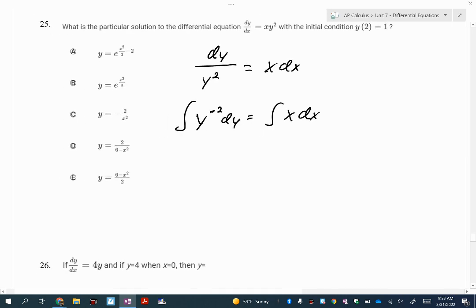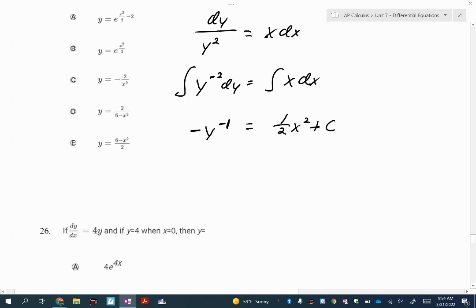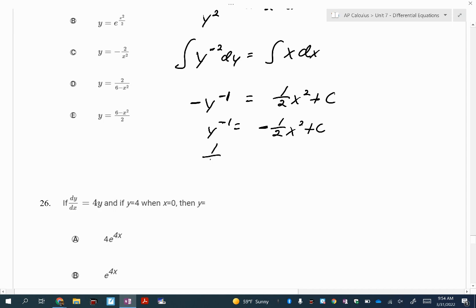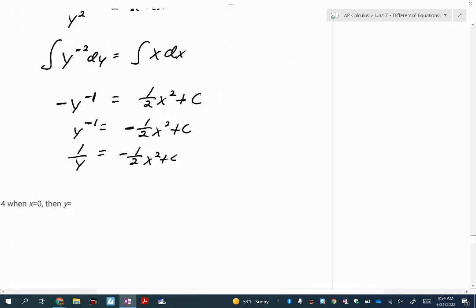When we did this in many units ago, we added 1 to our exponent, so negative 2 plus 1 is going to be negative first power. But if I took the derivative of that, I would get negative y to the negative second power. I don't want that, so I need to put a negative there. And this is 1/2 x squared plus c. Move the negative over, get negative 1/2 x squared plus c. And then this is really 1 over y, which I don't want. I just want y. So I need to flip that and make it y equals 1 over negative 1/2 x squared plus c.